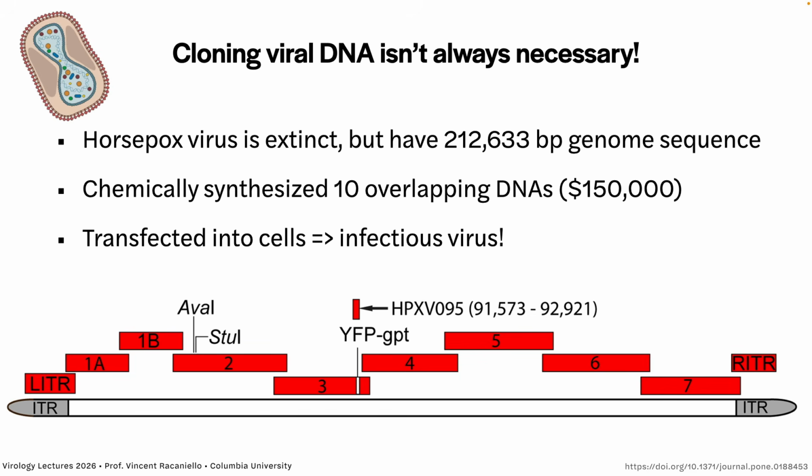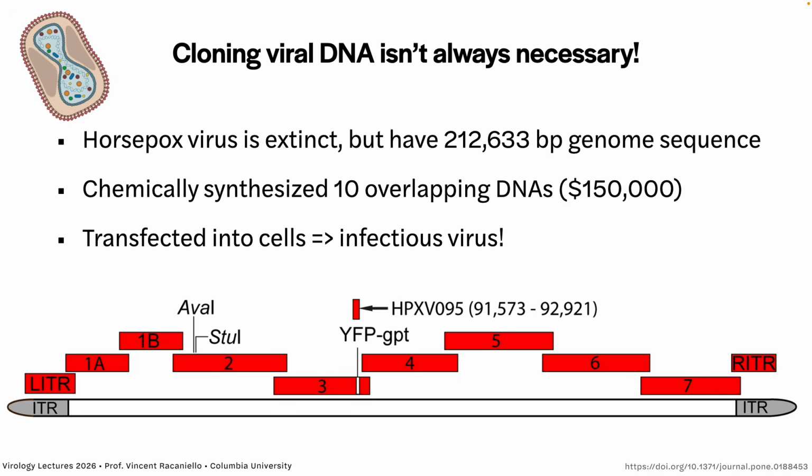Now, I've given you some examples of cloning viral genomes in plasmids, but you don't always have to use plasmids. You can actually just synthesize DNA and put it into cells. So here's an example of the recovery of horsepox virus. This is a pathogen of horses, and probably cows as well, but not people. And it's extinct. But a number of years ago, a company decided it might be useful as a vector. So we had the sequence of the genome of horsepox virus, 212,000 base pairs. And so this company chemically synthesized 10 overlapping DNAs that made up that 212,000 base pair sequence.